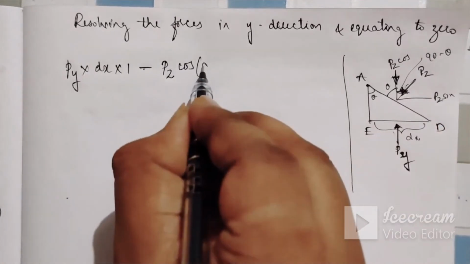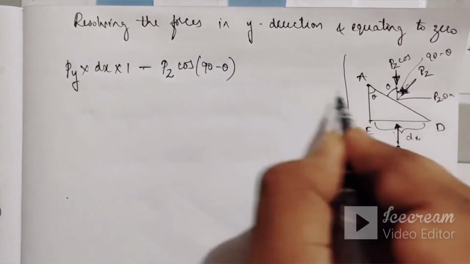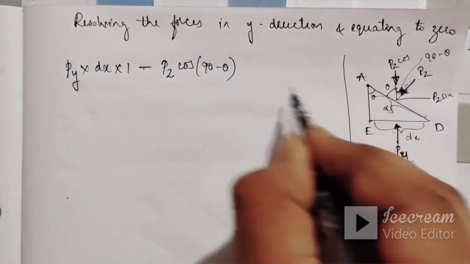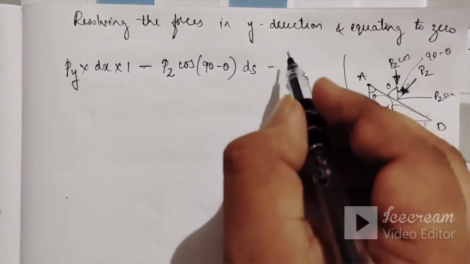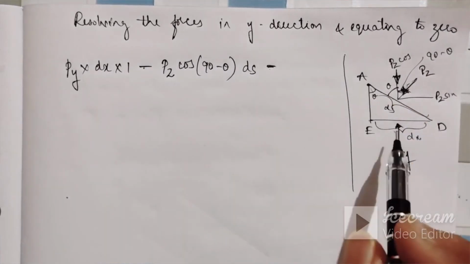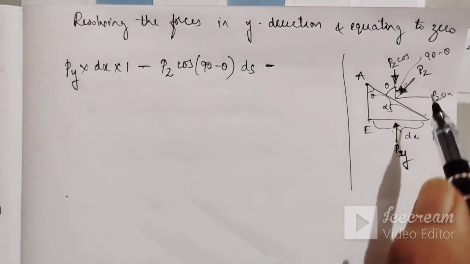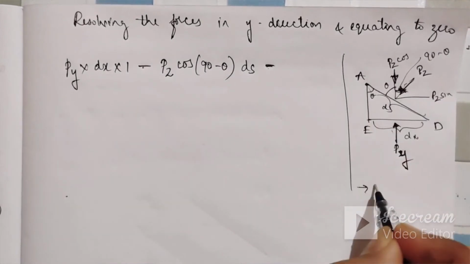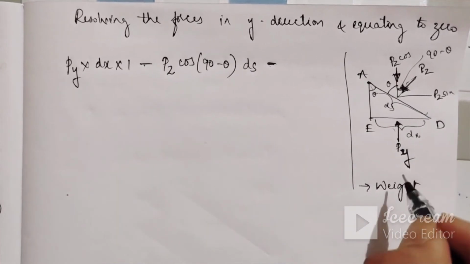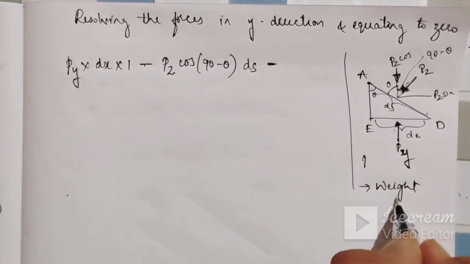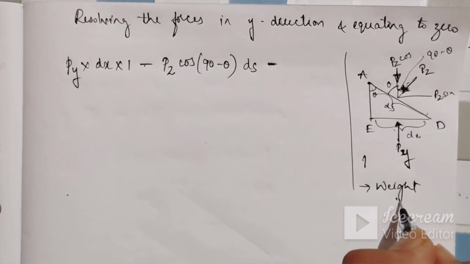90 minus theta into ds is equal to ds. So what is the other force which is acting here? It is its own weight. In the x direction the weight does not come, but in the vertical direction the weight comes. So for the weight, we already calculated.